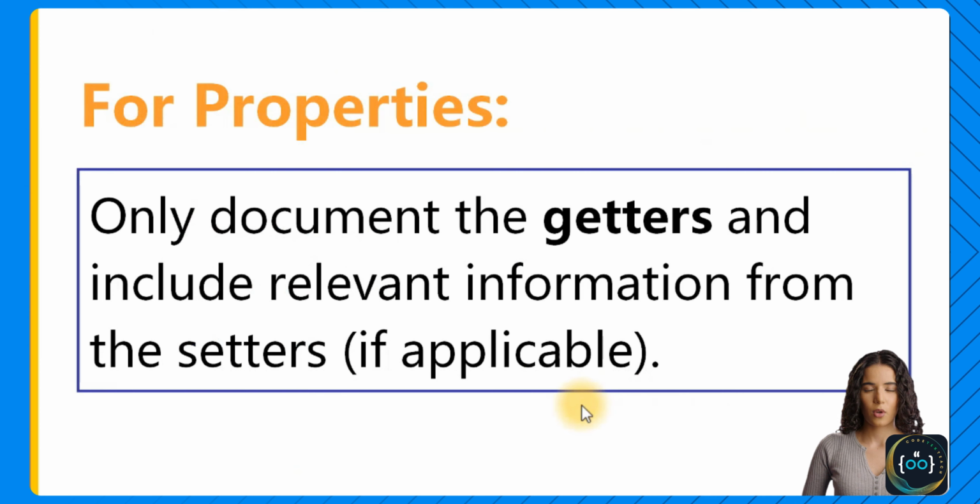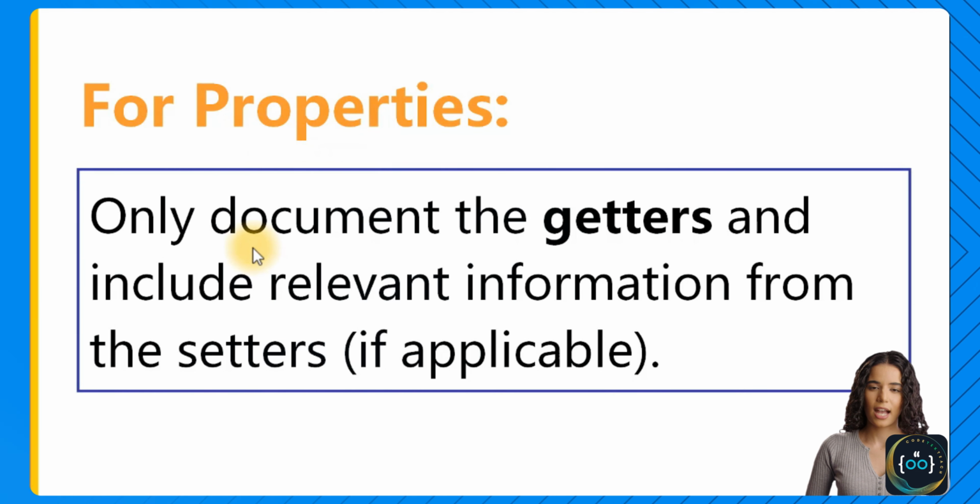Another important aspect of the documentation is documenting properties in a class. In this case, you should only document the getters of the property and include relevant information from the setters, if applicable, okay? So if a property has a getter and a setter, you will only write a docstring in the getter. And that one docstring should include all the relevant information for both of these methods.